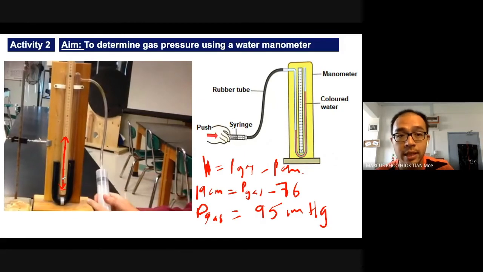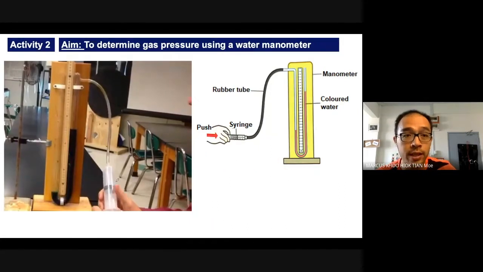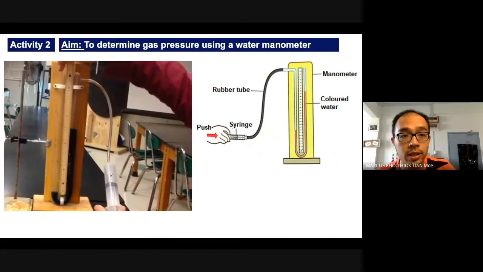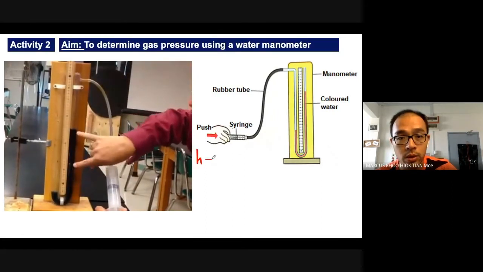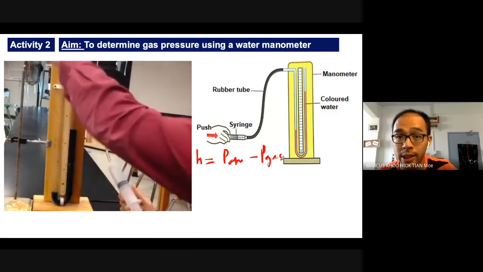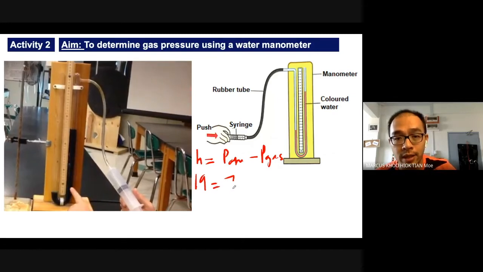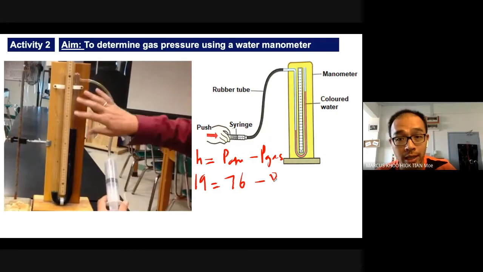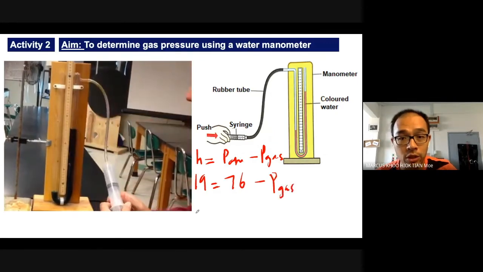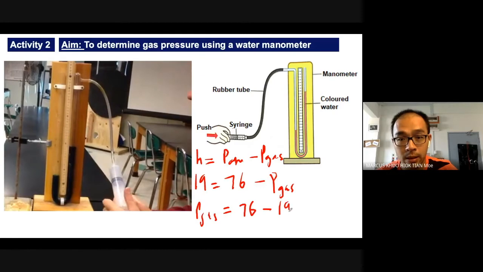So the difference in height just now was 19 centimeters. But now he's making the space bigger, so obviously atmospheric pressure is going to win. Since the gas pressure is losing, we will say that H equals atmospheric pressure minus gas pressure. Assume this is 19 cm. The difference here is 19 centimeters. Then you have 76 minus the gas pressure. So you can calculate the gas pressure from here. The gas pressure will be 76 minus 19.